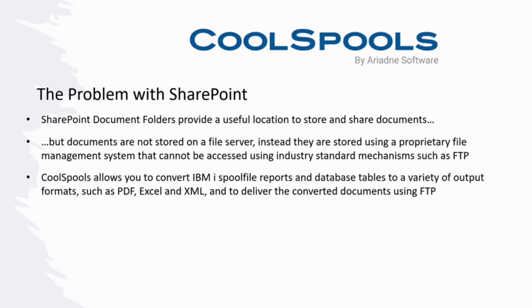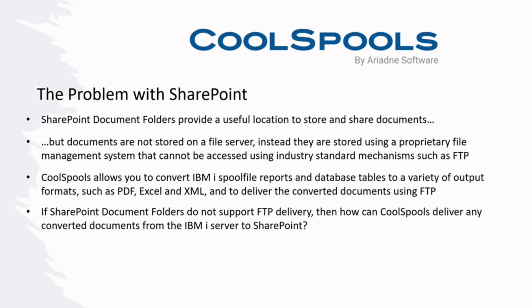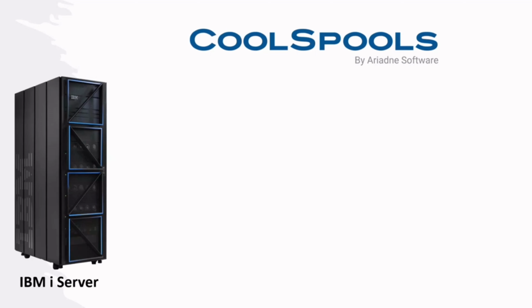And so, while it's true that CoolSpools allows you to convert IBM spool file reports and database tables to a variety of output formats, such as PDF, Excel, and XML, and to deliver the converted documents using FTP, if SharePoint document folders do not support FTP delivery, then how can CoolSpools deliver any converted documents from the IBM server to SharePoint? Well, that's the question we'll be answering in this demo.